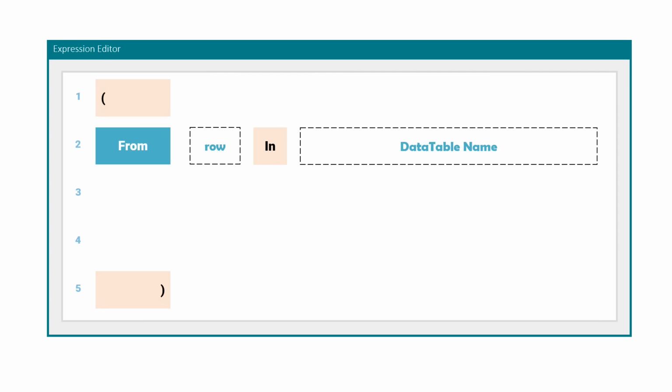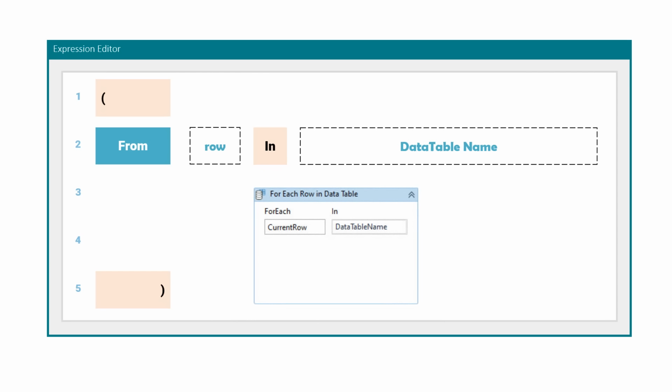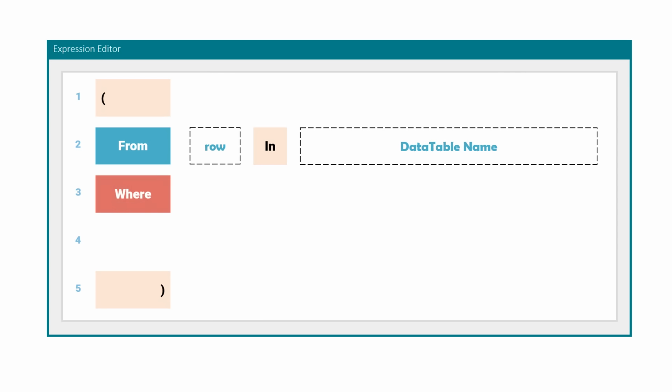The first statement is from. Using this statement we take the data from the data table. To do this we create a variable, for example row. After this variable we write the preposition in, and then the name of the data table. This statement is ready. This statement is like the for each row activity in UiPath, which goes through the rows of a data table.